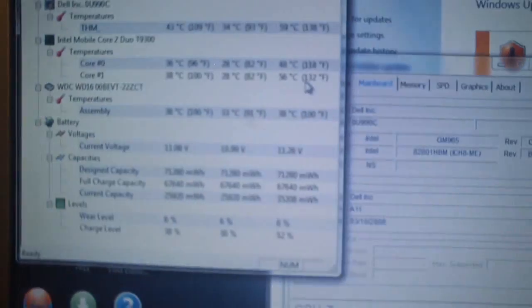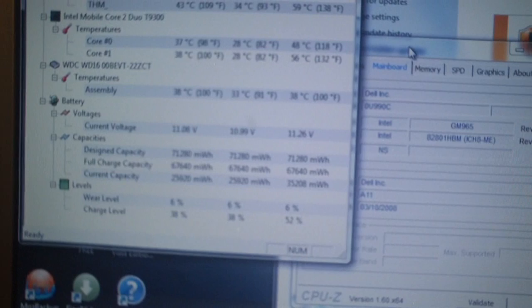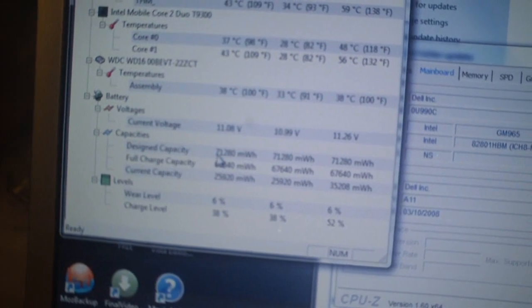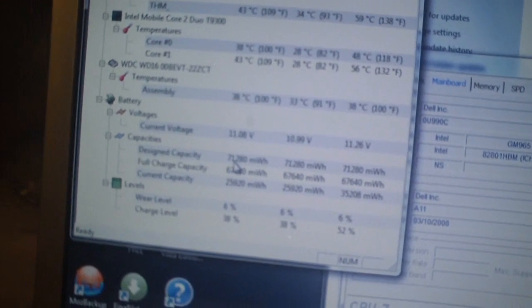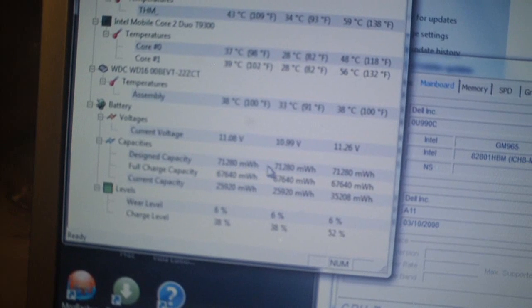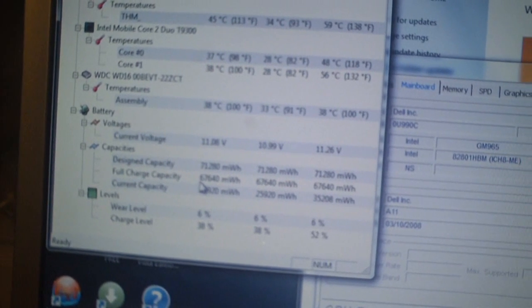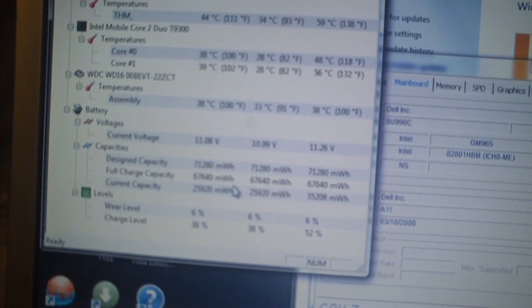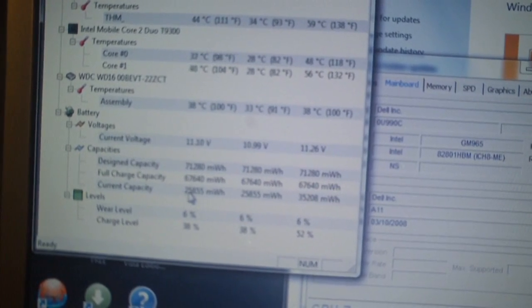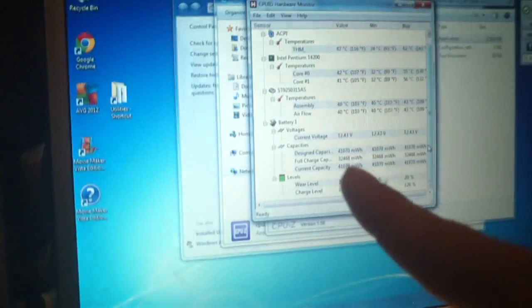And if you notice here, this battery has been in service for about 10 months now. Its design capacity is 71,280 milliwatt hours, and it's currently doing 67,640. Notice the current capacity is 25,855. This machine's running on the battery. This one's plugged into the wall.